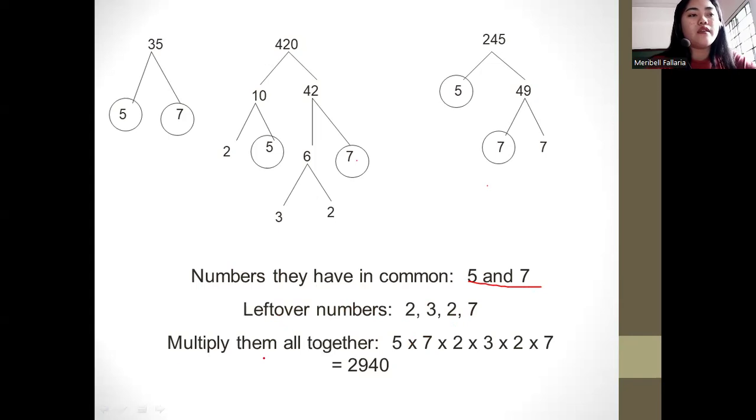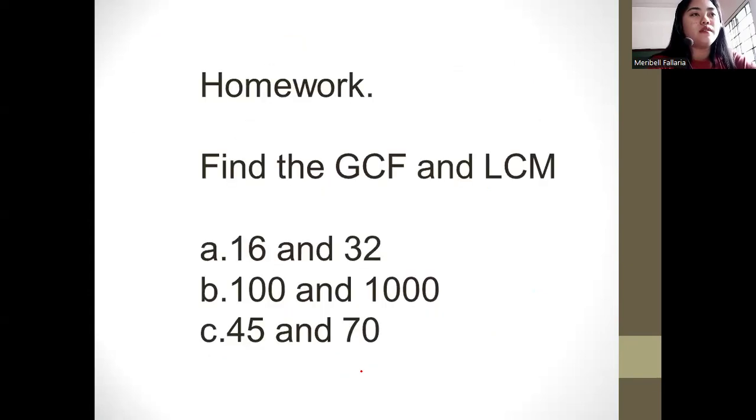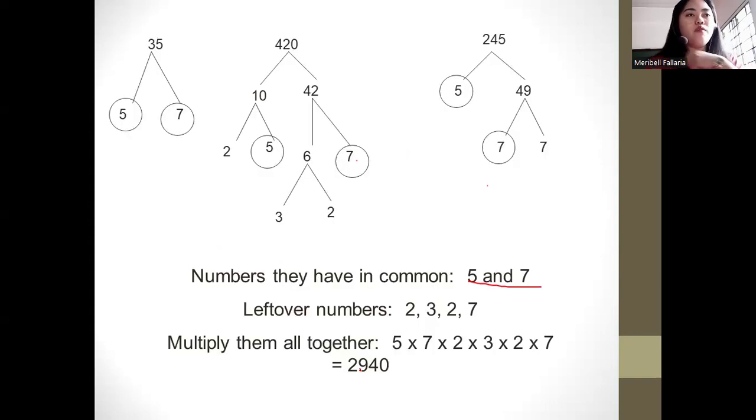And then multiply them all together. We have 5 times 7 times 2 times 3 times 2 times 7 equal to 2,940. This is the least common multiple of the three numbers. Okay, so for now, I hope you learned something. Before we proceed to our homework, let's have the summarization.